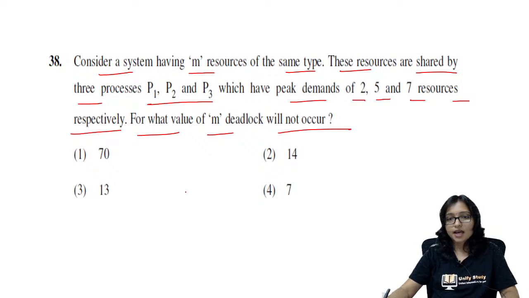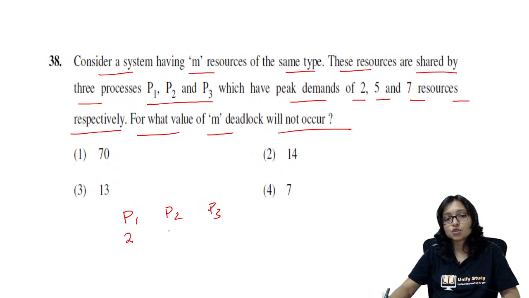What will be the answer? Yes, answers are coming, very good. P1, P2, P3. Here the maximum need is 2, 5 and 7. What will be the worst case? I will do the worst case, minus 1: 1, 4 and 6. So 1 plus 4 plus 6 is 11.